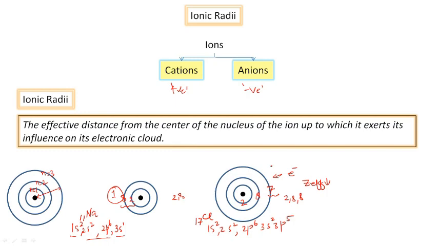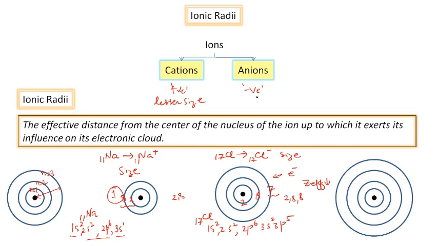Therefore, if we are moving from Cl to Cl minus, the size increases. However, if the sodium atom forms sodium plus, the size decreases. So in case of ionic radii, cations have lesser size as compared to the anions. Anions have larger size.